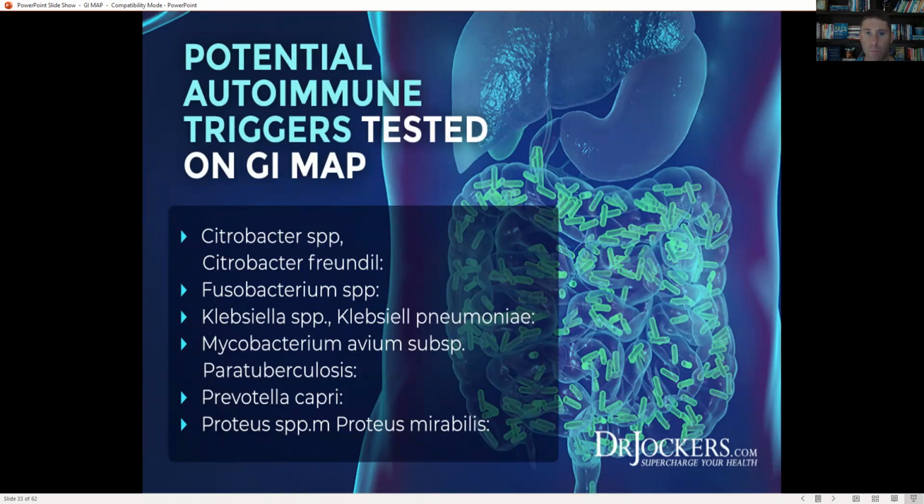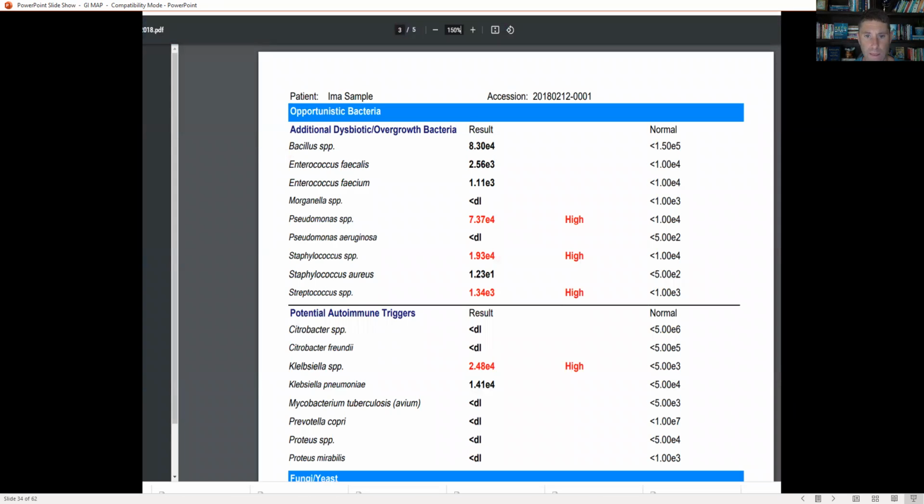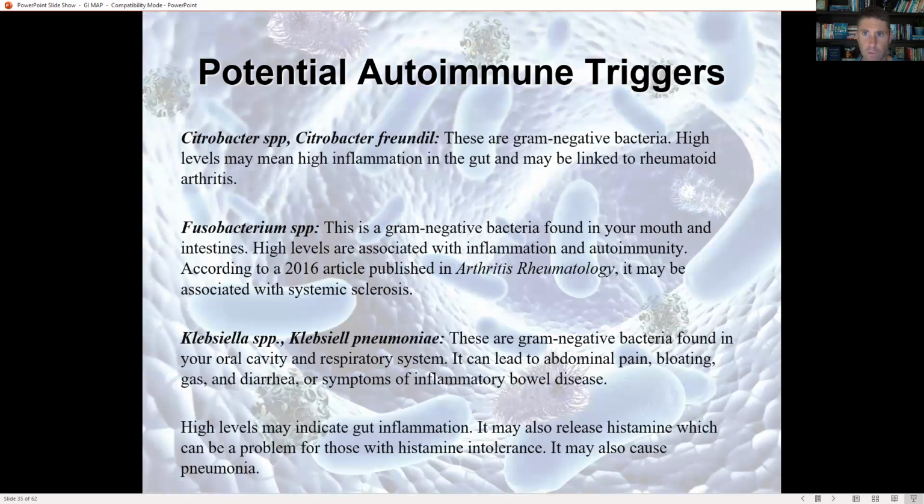Now, looking at potential autoimmune triggers, these bacteria have been tested and shown that they can actually trigger autoimmunity in the body. So we're looking at that. You can see potential autoimmune triggers. Several of these are associated with rheumatoid arthritis. So Citrobacter, for example, is associated with rheumatoid arthritis. Fusobacterium is associated with rheumatoid arthritis and systemic sclerosis. So basically, a couple issues there.